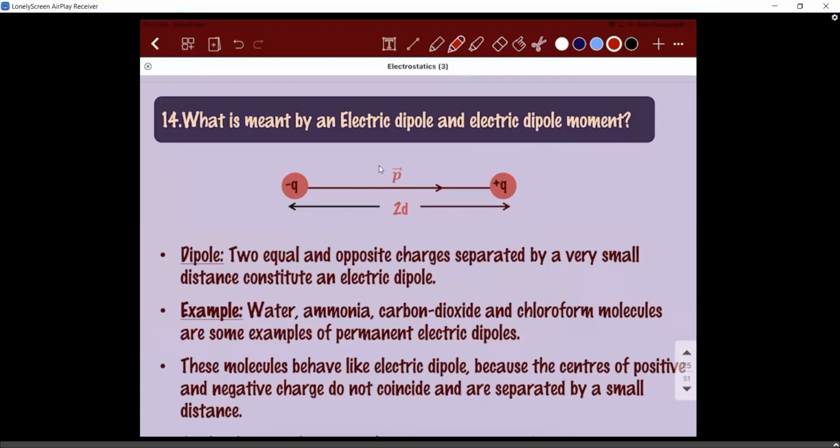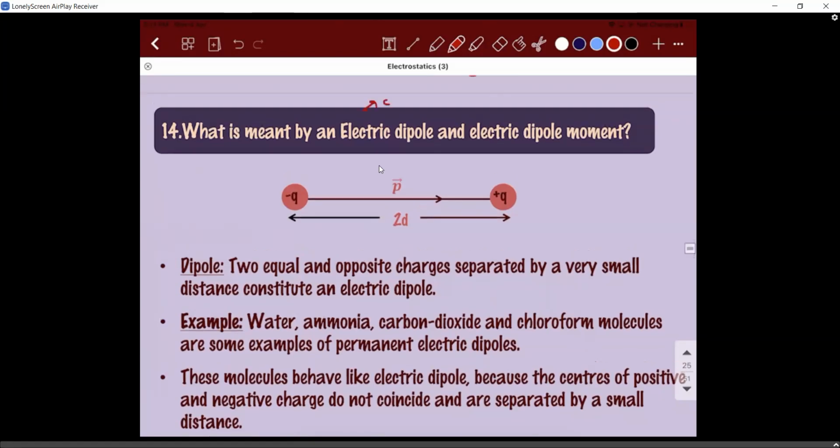The name itself is suggesting: electric refers to charge, di refers to two, pole refers to polarity. If you try to bisect the name, electric refers to charges, di refers to two, and pole is a name derived from polarity. So if you are able to have a system of two charges, and how are they supposed to be? They should be of equal magnitude and opposite nature. So what do I mean by that? You should have a system of positive and negative charges.